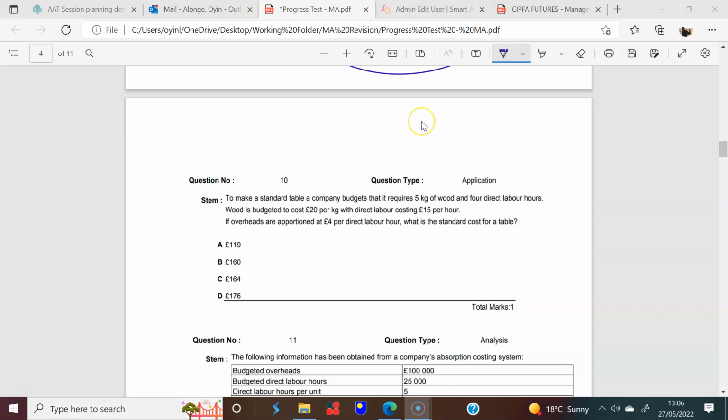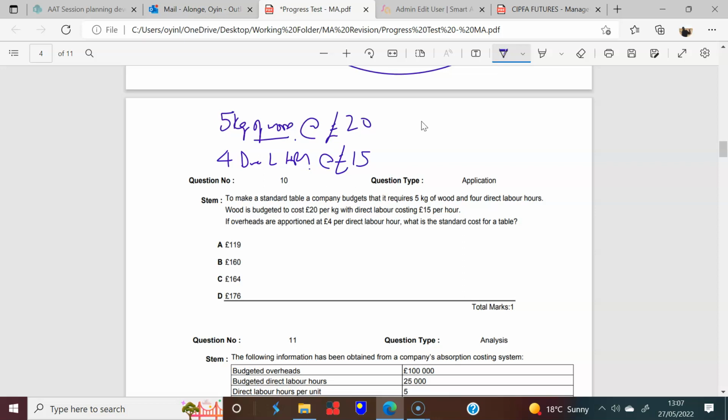In this section of questions 5 to 10, it says you're making a table and you need 5 kilograms of wood, and you need 4 direct labor hours. Okay, no problem. So it tells you that wood is budgeted to be £20 a kilogram, and labor is budgeted to be £15 an hour, and you are absorbing overheads based on the number of labor hours. So that's another 4 at £4.